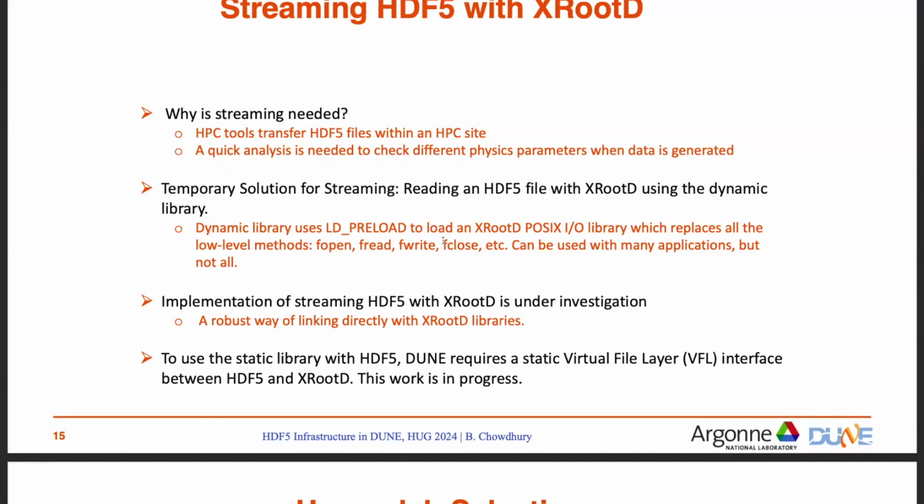For the time being, the solution was streaming with XRootD using a dynamic library, which is actually using LD_PRELOAD to load the XRootD POSIX IO. But this is not a robust solution, and to make it robust, we think that we need to link HDF5 with XRootD through the static library. To use the static library with HDF5, maybe we need a static virtual file layer interface between HDF5 and XRootD. So this work is in progress.